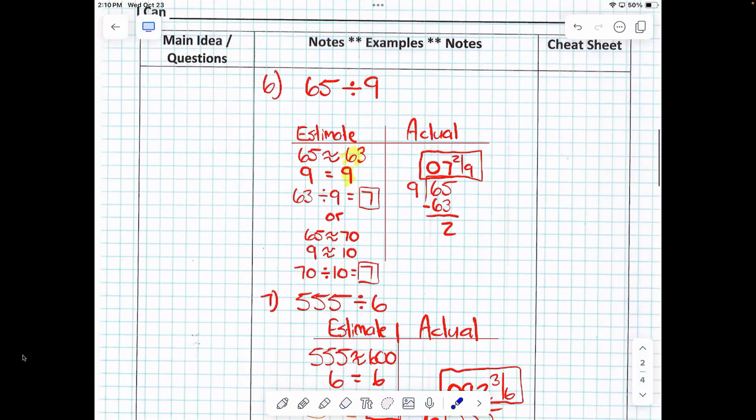Here we go. 65 divided by 9. Are those friendly numbers? No, they don't go well together.